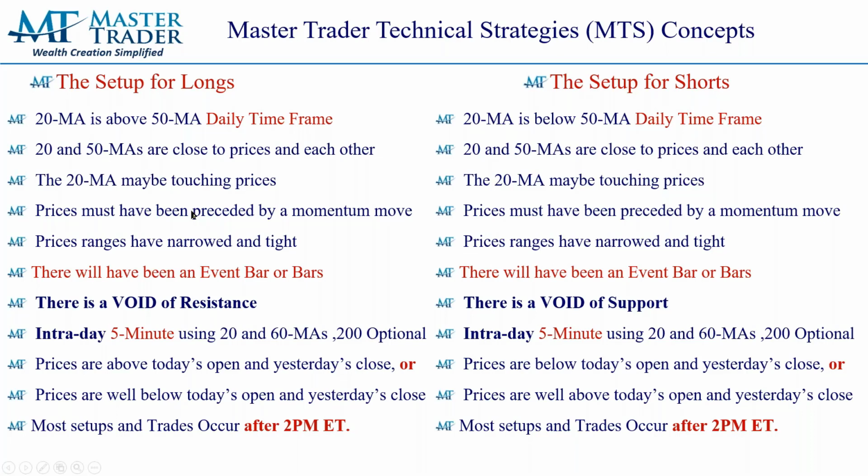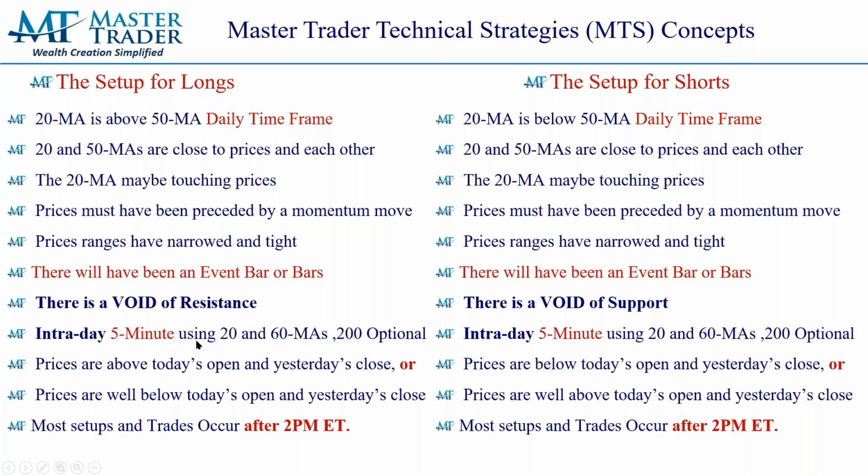The prices had to be preceded by a momentum move, some strength that suggests the continuation of that strength. And then there's going to be those event bars that we looked at. Is there a void? Well, I didn't tell you what a void is yet, but the word says it: void. Void of what? Support or resistance. Today, there's a void under the markets. Why? Because they gapped up a tremendous amount. There's no price data to the left.